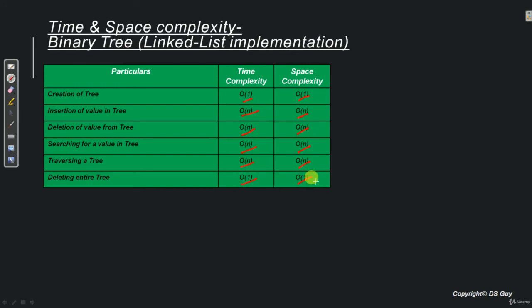Fine. So with that we come to the end of the subtopic binary tree linked list implementation. Now in the next video we will start the next subtopic, that is binary tree array implementation. So one thing that you will notice is that there is a lot of similarity between linked list and array implementation, but again there are some places where we have dissimilarity as well. So we'll see all of them in the next video.